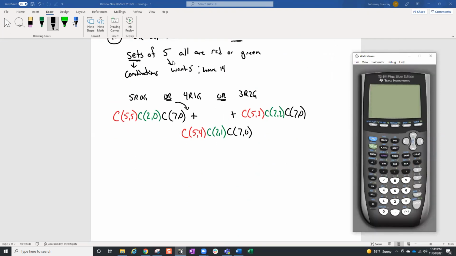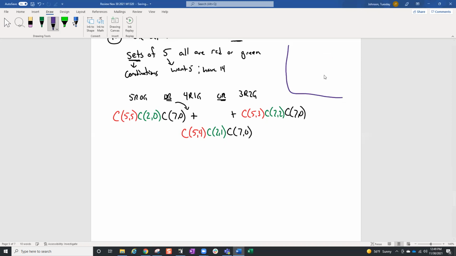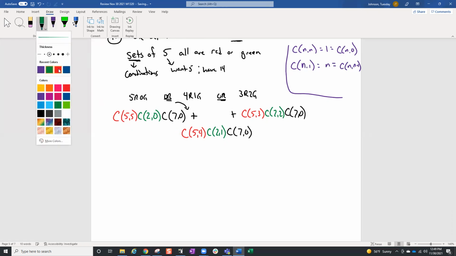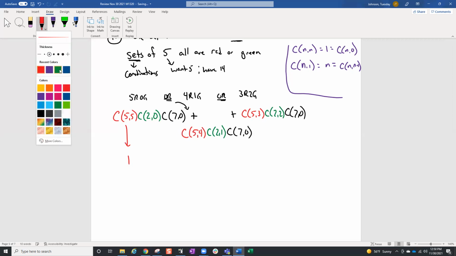Here's a little reminder. Put it in purple. A couple of things we know. C of n comma n is 1, as is C of n comma 0. C of n comma 1 is n, as is C of n comma n minus 1. So some of these will come in handy. This formula will come in handy a couple of times because here we see we have 5 comma 5. This will give us a 1. 5 comma 5. And then 2 comma 0 will give us a 1. And the 7 comma 0 will also give us a 1.